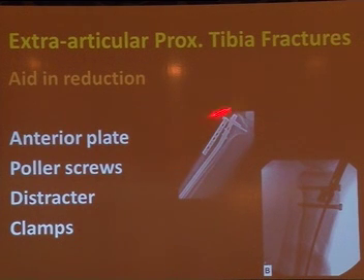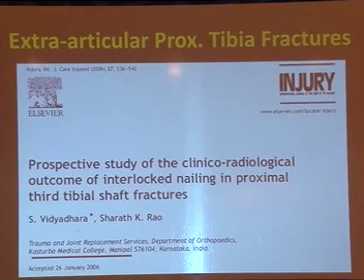You can use these sometimes to maintain the reduction which you have achieved, and then you pass the reamers and the nail. An anterior plate you can use temporarily, or you can leave that plate if it's too small. And Poller screws, as we know, are very useful. A distractor can be used, and percutaneous clamps you can use to keep the reduction intact. With all these tips and tricks, my senior colleagues did a study of 45 consecutive cases of proximal tibial fractures which were nailed, published in Injury 2006. With all these tricks, the complication rate was reduced to 15%. Seven cases had malreduction.